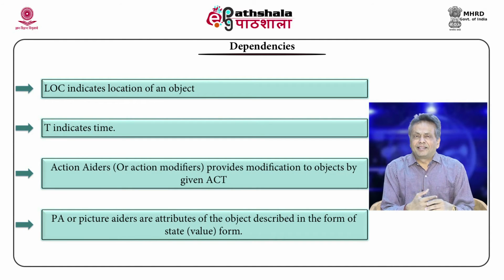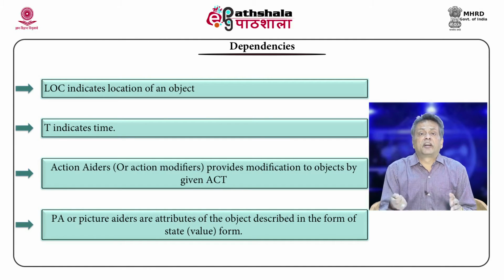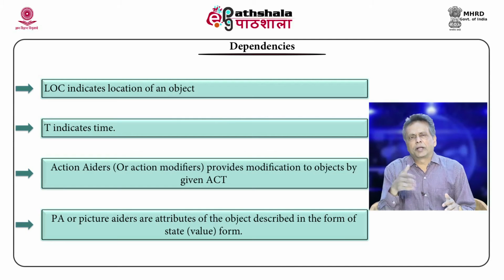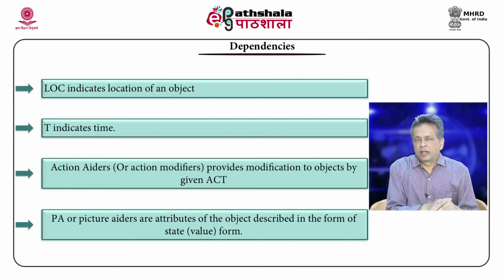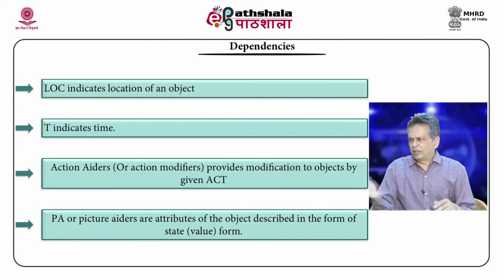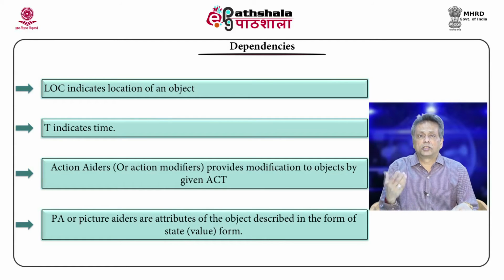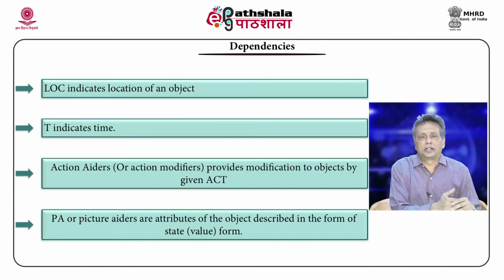Sometimes you want to specify the time. For example, Milkha Singh ran yesterday, then that arrow will have that information. So, that is sometimes called T. T represents time. And there are some action aiders. For example, when you say Milkha Singh ran yesterday, that yesterday is called an action aider. And there is something called picture aiders, which talks about the attributes of the object. For example, Sachin is clever. That clever is an attribute of Sachin. So, that is represented as picture aiders in CD.